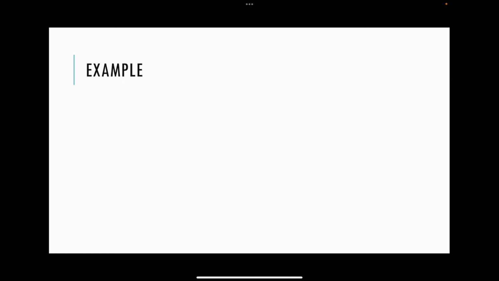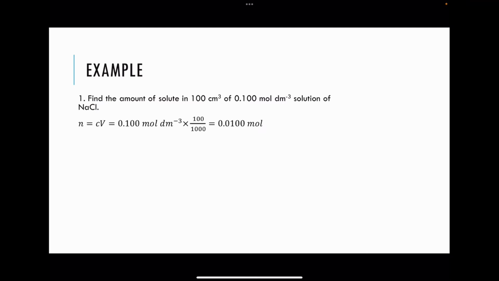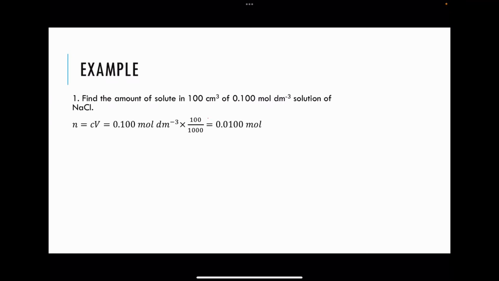Now here's an example. Find the amount of solute in 100 centimeter cubed of 0.100 mol decimeter cubed solution of NaCl. So all we need to do is to rearrange the concentration formula to make mole the subject, and therefore calculate the amount of solute in the solution. Notice that here we did a unit conversion to convert 100 centimeter cubed to decimeter cubed.